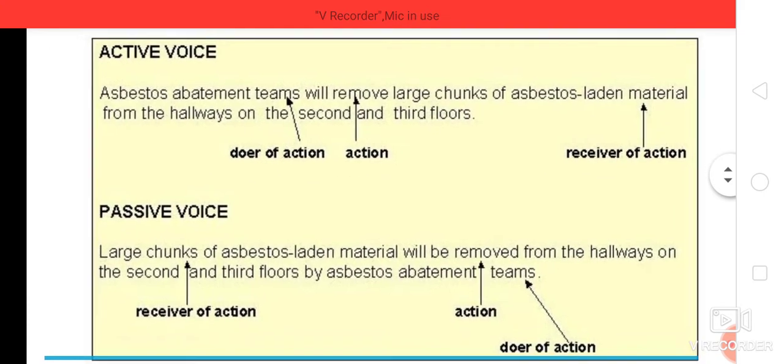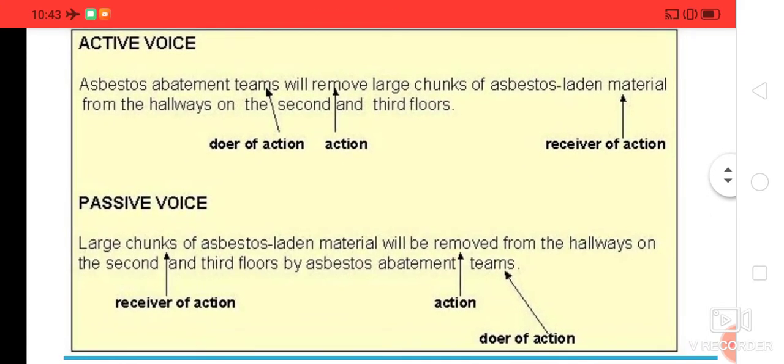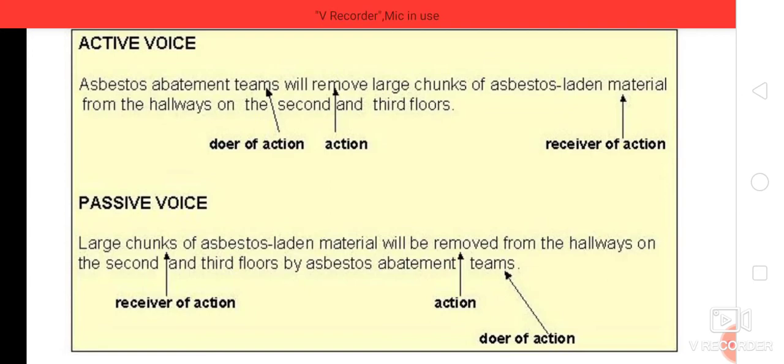So let us see one more example. Asbestos abatement teams will remove large chunks of asbestos laden material from the hallways on the second and the third floor. So what is the doer here? Doer is what? Abatement teams, right? What is the action? Remove. Action is nothing but the verb. Who is the object here?